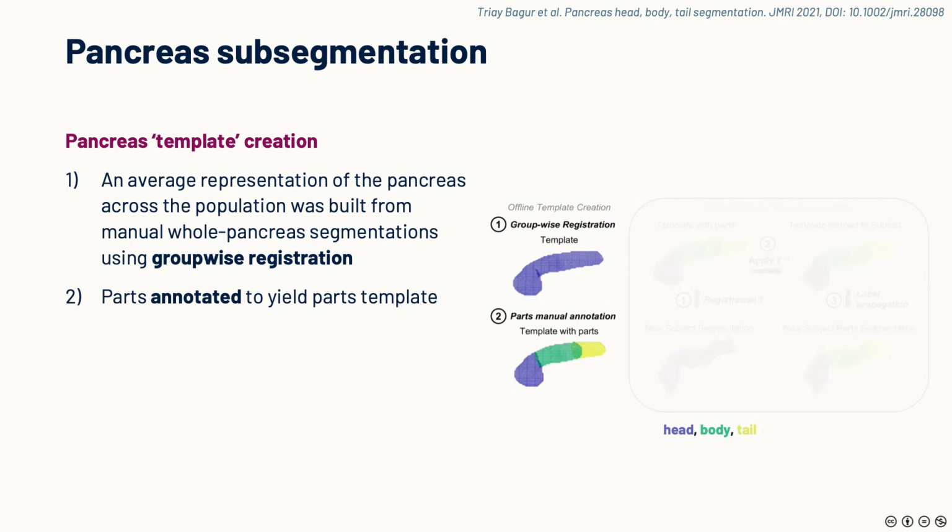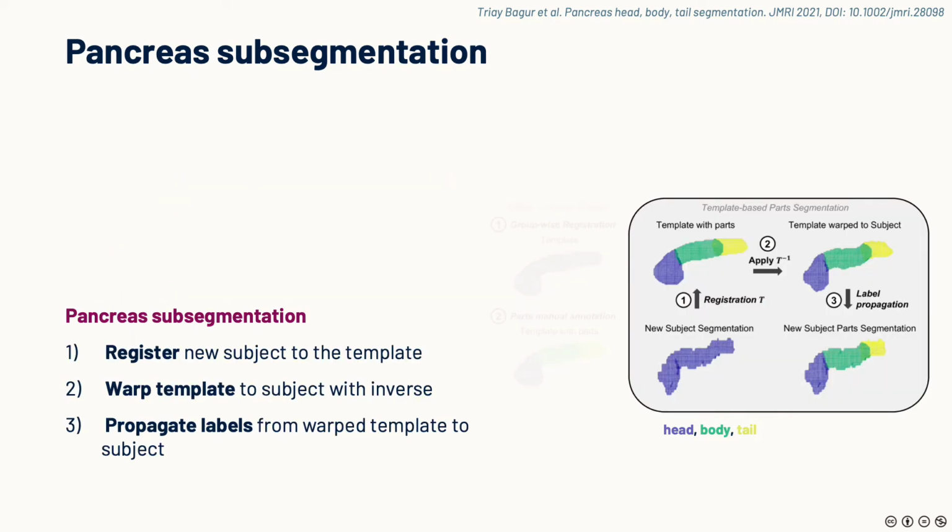The method consists of an offline template creation step in which average representation of the pancreas across the population was built using group-wise registration. Parts were then manually annotated to yield the pancreas parts template. For a new subject to be segmented, the method first registers the new subject's whole segmentation to the parts template. In step 2, we use the inverse transformation to warp the parts template to the subject. Finally, we perform label propagation from the warped parts template to the subject segmentation, obtaining a part segmentation for that subject.